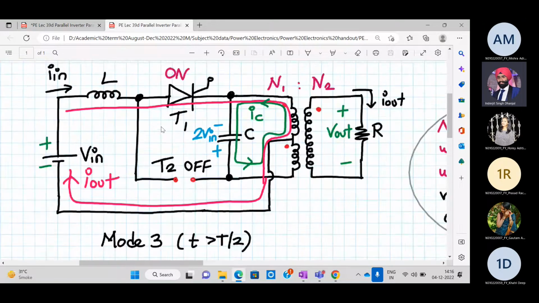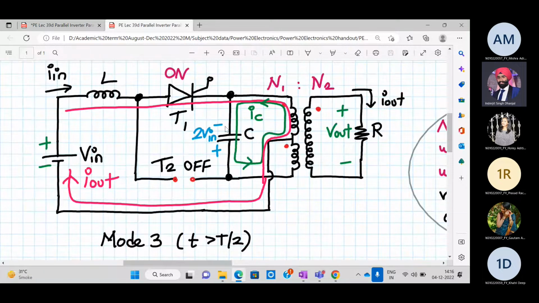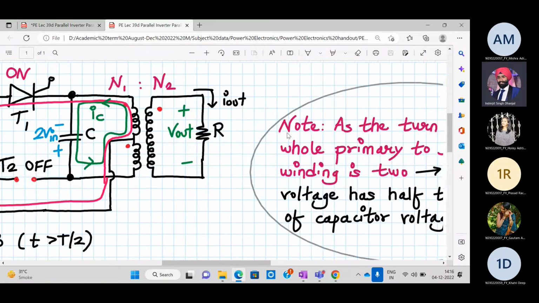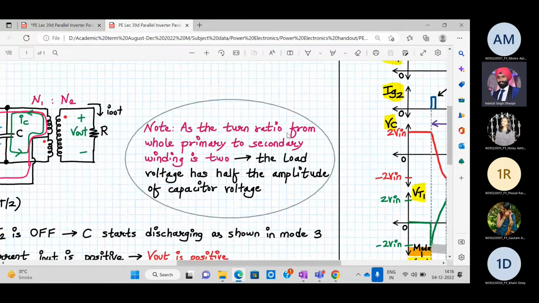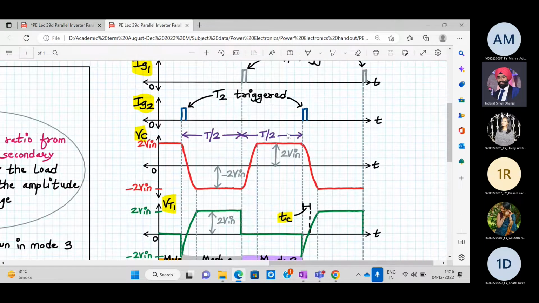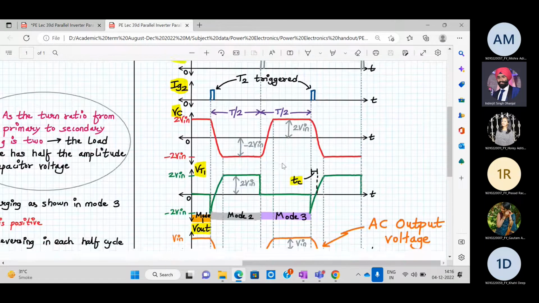Any doubts in this? Here there is a polarity, I have to check it out. Can we check the waveforms now? Okay. Yeah, these are the waveforms now. Can you see them all together?